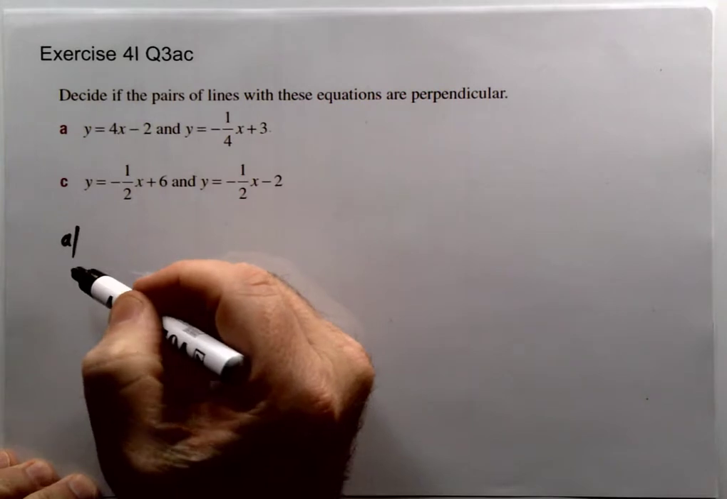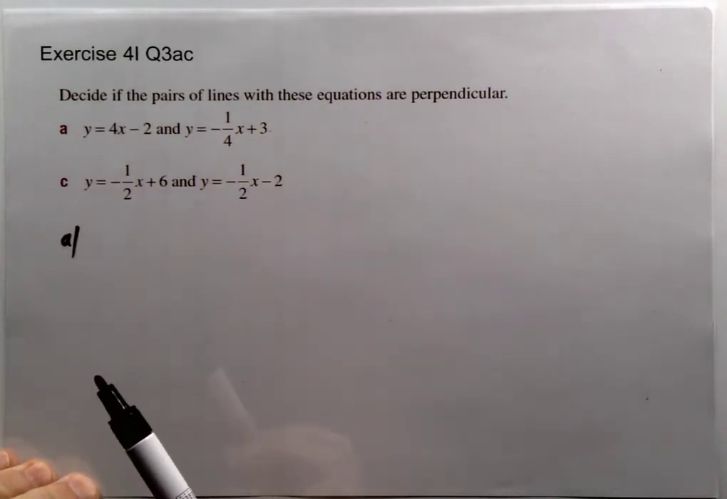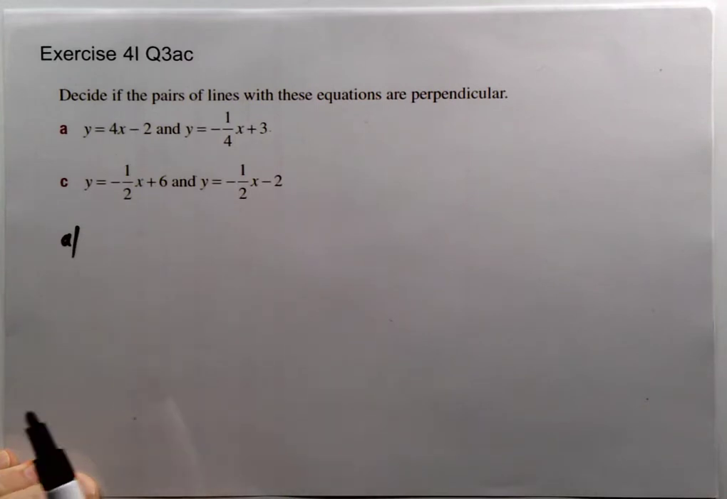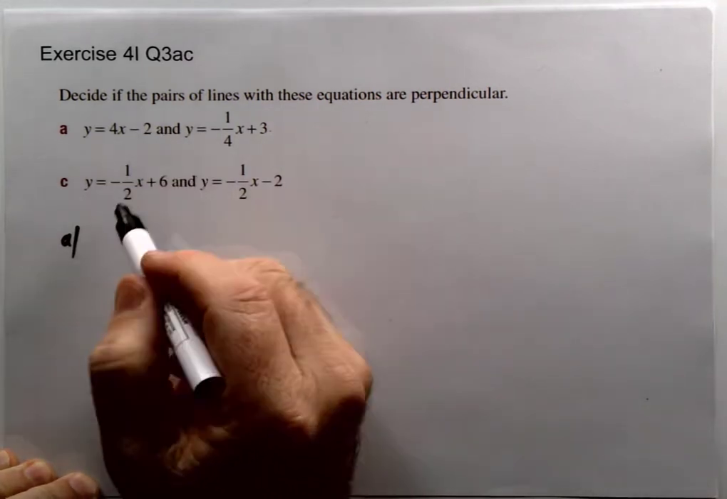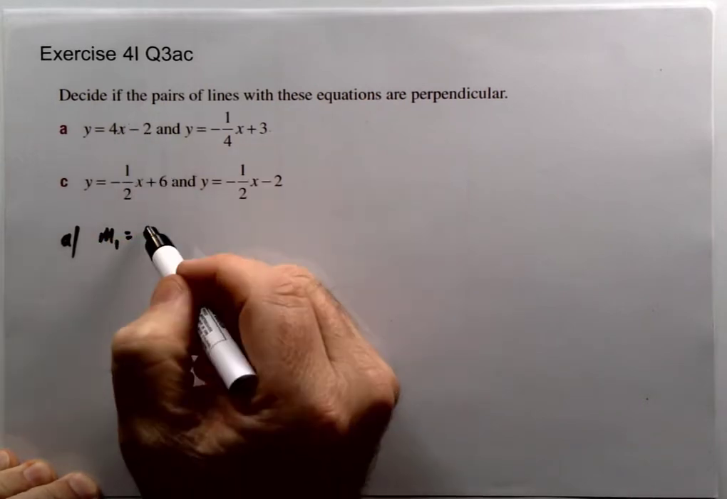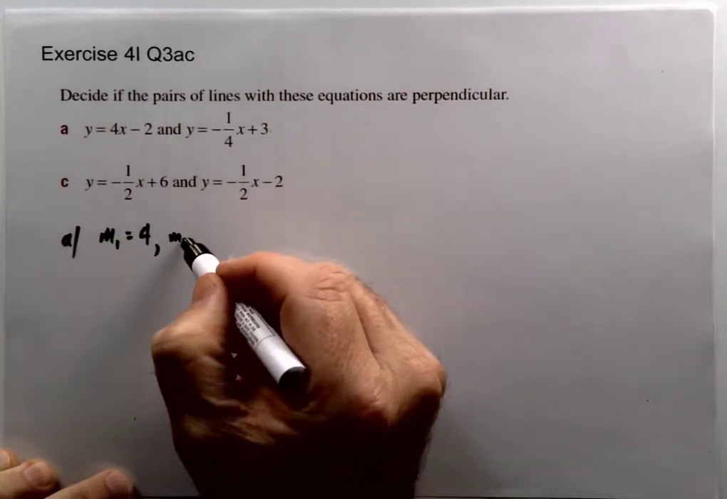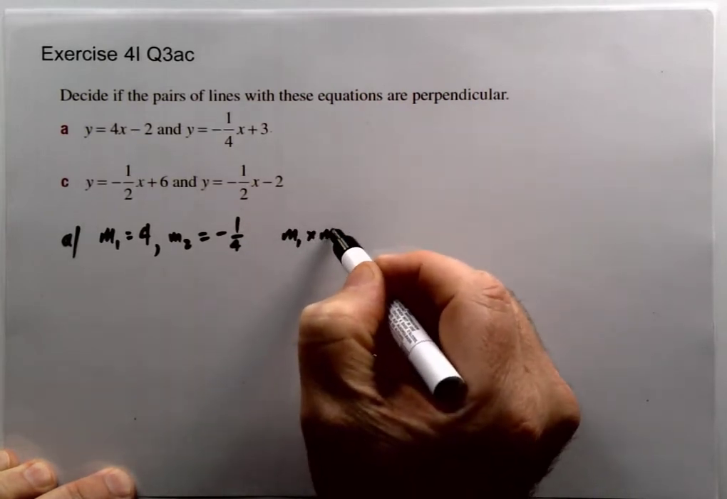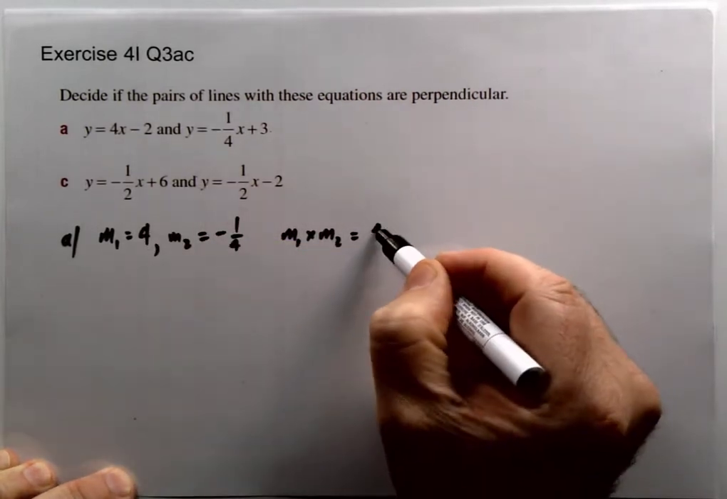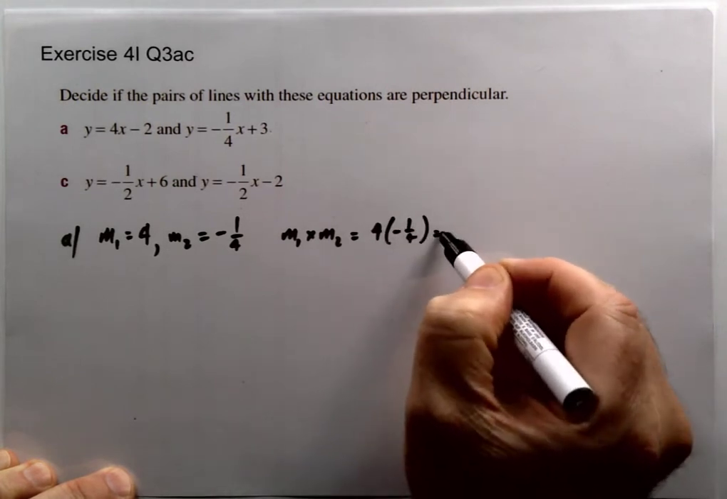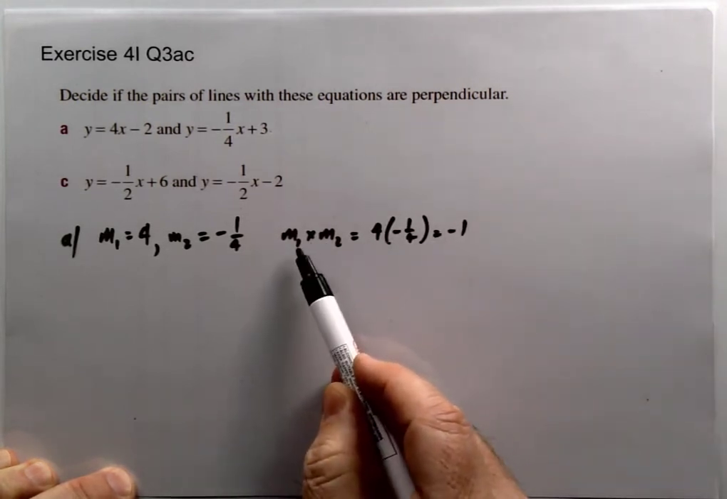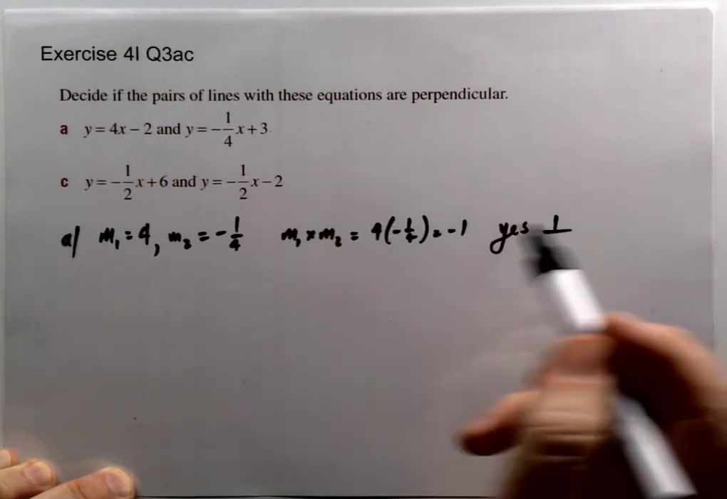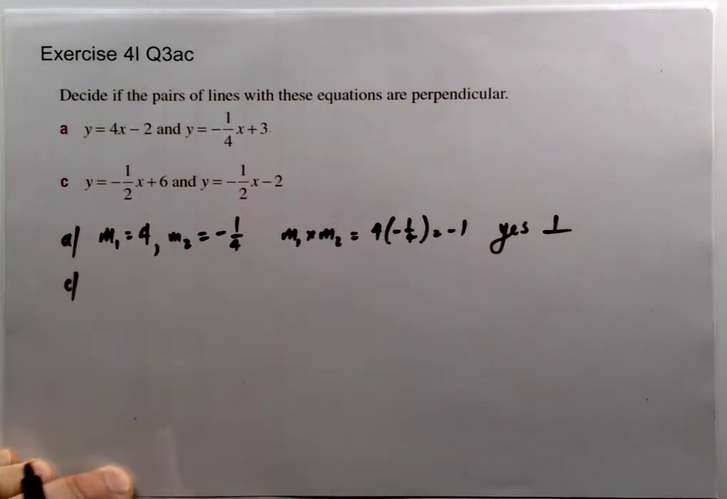Okay, if we need to work out whether two lines are perpendicular, just multiply their gradients together and see if they're equal to minus 1. So here we've got the first gradient is equal to 4, the second gradient is equal to minus a quarter, so m1 times m2 is going to be equal to 4 times negative a quarter, which is equal to minus 1. If the product of the gradients is negative 1, then yes, they are perpendicular, and you can just write that sign if you don't want to write it out.